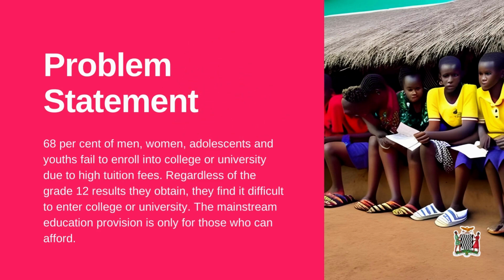So to start with, I think every program has a problem statement. This is a statement that indicates what we are working for and what we are doing in order to solve this problem. The problem statement is that 68% of men, women, adolescents and youths fail to enroll into college or university due to high tuition fees. Regardless of the grade 12 results they obtain, they find it difficult to enter college or university.